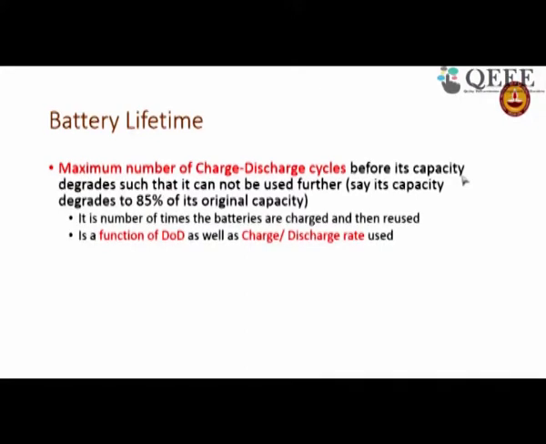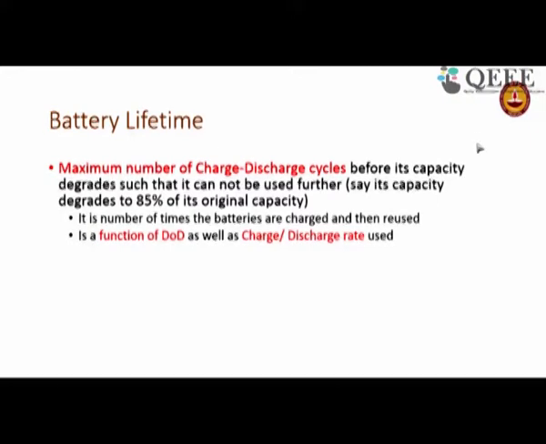The second parameter is rate of charge discharge. If I am trying to charge and discharge fast, I will spoil the battery lifetime. If I am charging slowly, discharging slowly, battery will last for a very long time. So remember that I said, should I charge it for my car in 30 minutes or 10 hours? If I charge in 30 minutes, yes, it will work. My lifetime of battery will go down like anything. If I charge in 10 hours, my battery will last long.